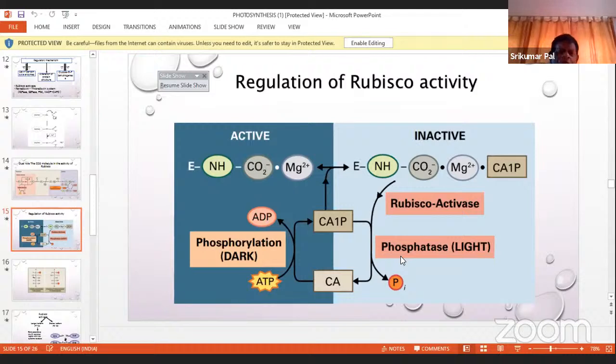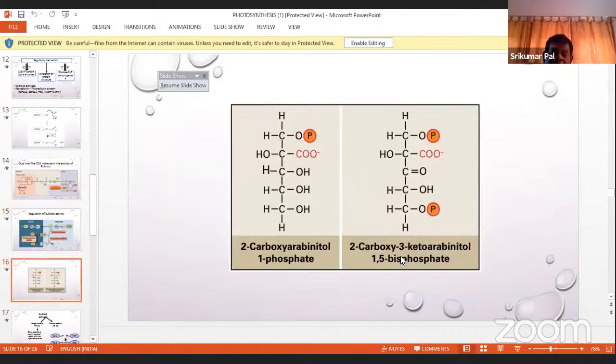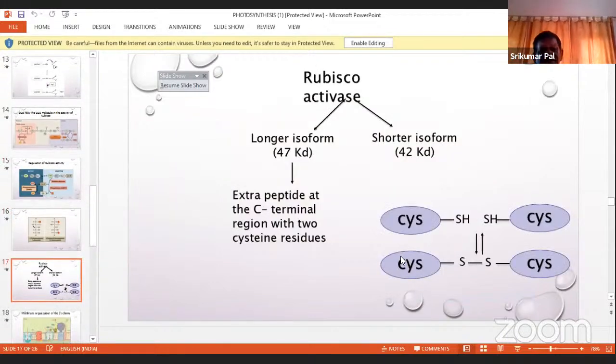So now this Rubisco activase, in many plants, occurs in two isoforms. One is the longer isoform, another is the shorter isoform. The longer isoform has a molecular weight of 47 kD, whereas the shorter isoform has a molecular weight of 42 kD. Both these forms arise from alternative splicing of the mRNA. The longer isoform contains an extra peptide at the C-terminal region, which has two cysteine residues.